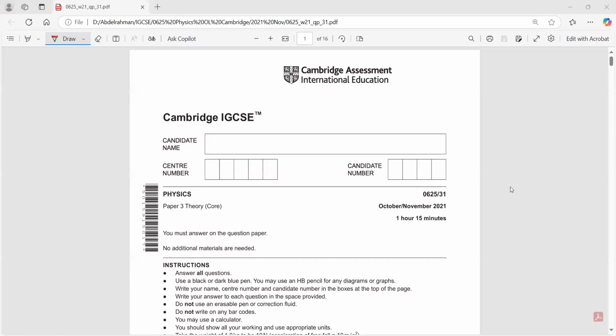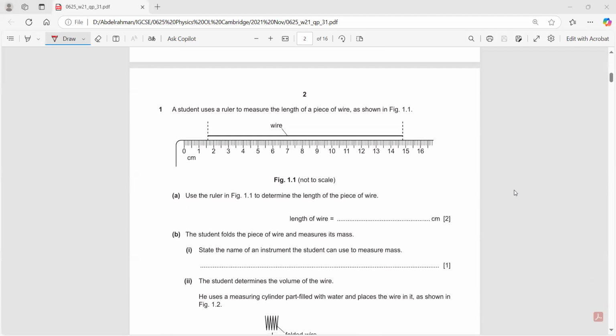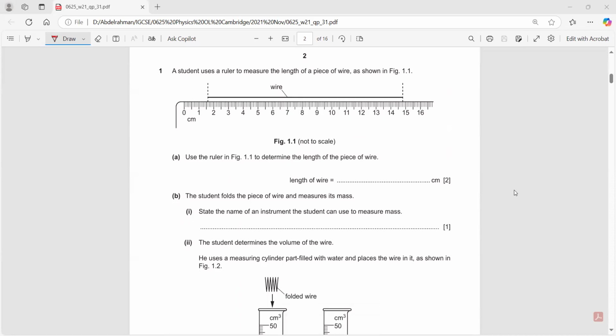Okay. November 2021, paper 3, variant 1. Okay, question 1. Using the ruler, can I determine the length of this piece of wire? Yes, I definitely can determine the length of this piece of wire.